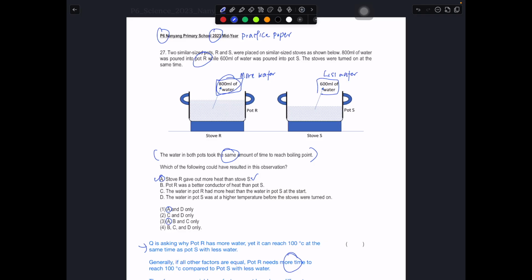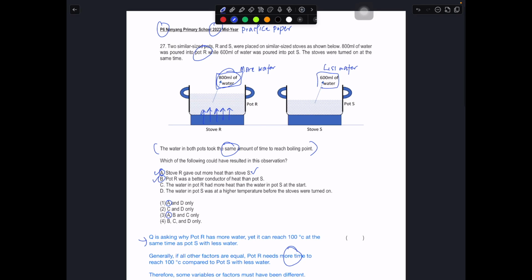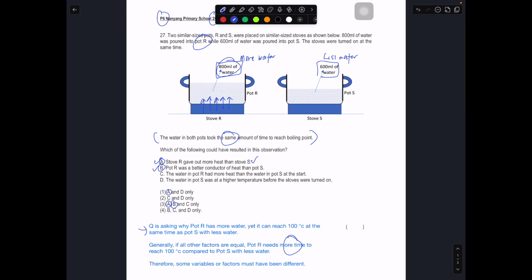Pot R was a better conductor of heat than pot S. In this case, this might be true, because if the material is a better conductor of heat, then it might have gained heat faster, and it would have boiled at the same time as the one with less water. So B might be true as well. So you can see A and B are true, then the only answer is 3, or at least this should be the way it is, since the options are laid out for us.